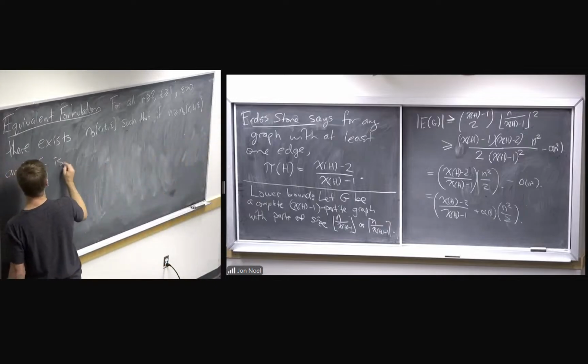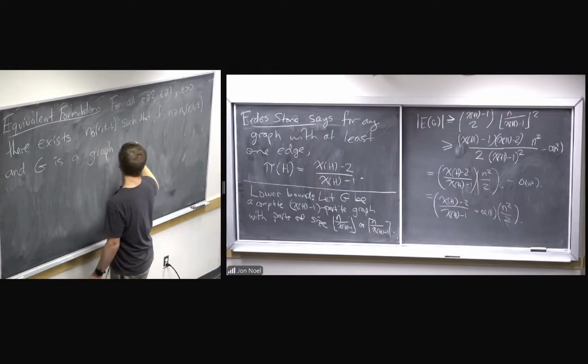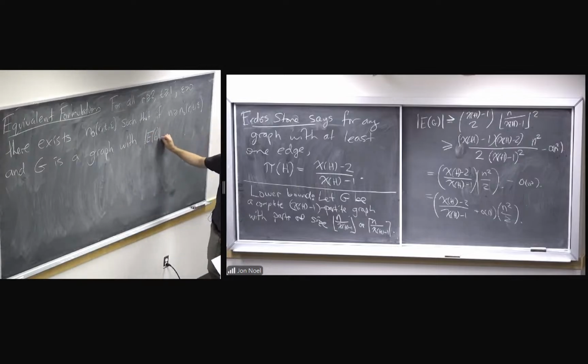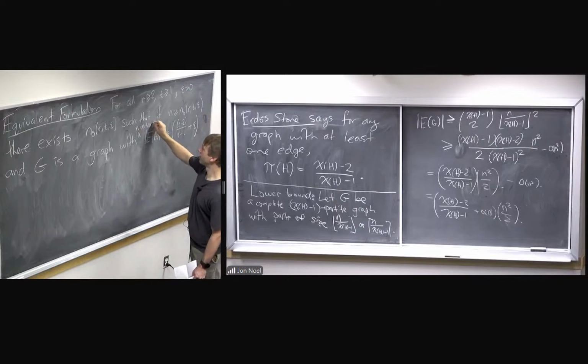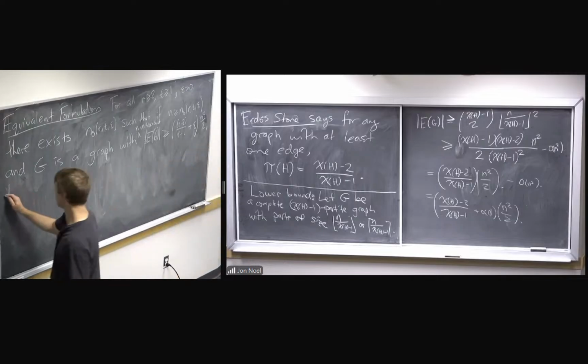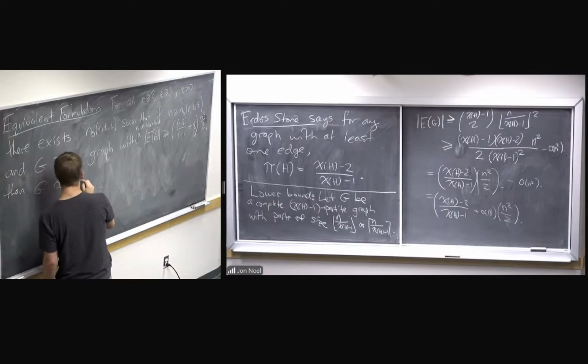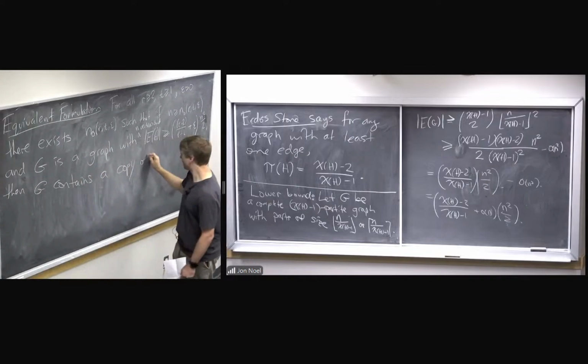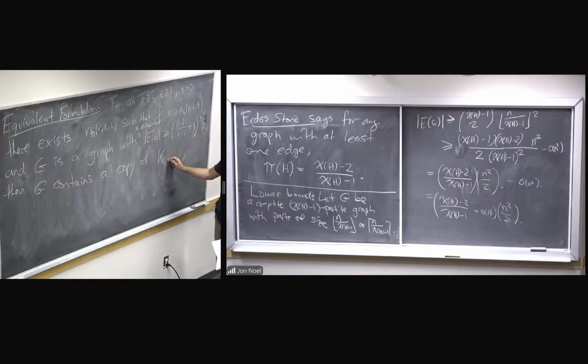and G is a graph with n vertices and the number of edges in G being at least this, (r minus 2 over r minus 1 plus epsilon) times n squared over 2, then G contains a copy of the complete r-partite graph K_{t,t,t,...,t} with r parts.